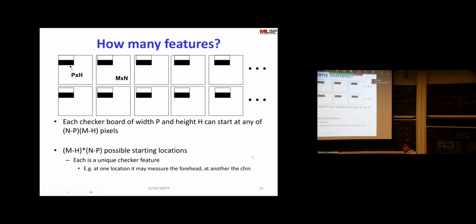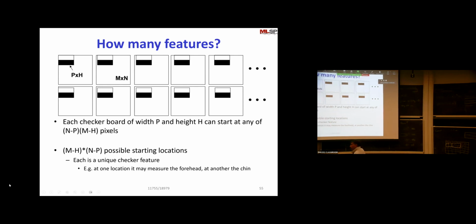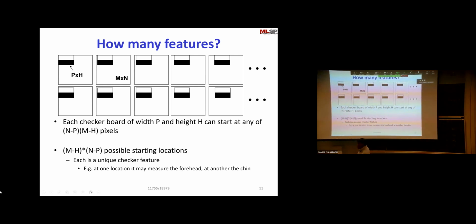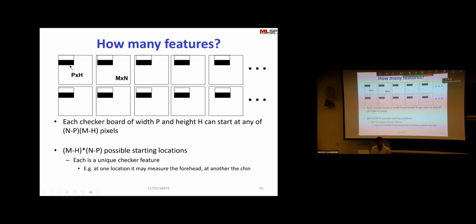How many of these features can I actually consider? Now, each of these checkerboards has a height and a width which is not known beforehand, as Ishka just pointed out, right? How wide are the eyes of a typical person? What is the variety of eyes we can find? How big is a person's nose? What is the variety in the size? We don't know. So each of these checkerboards can be positioned at each one of those position locations in the image, right?